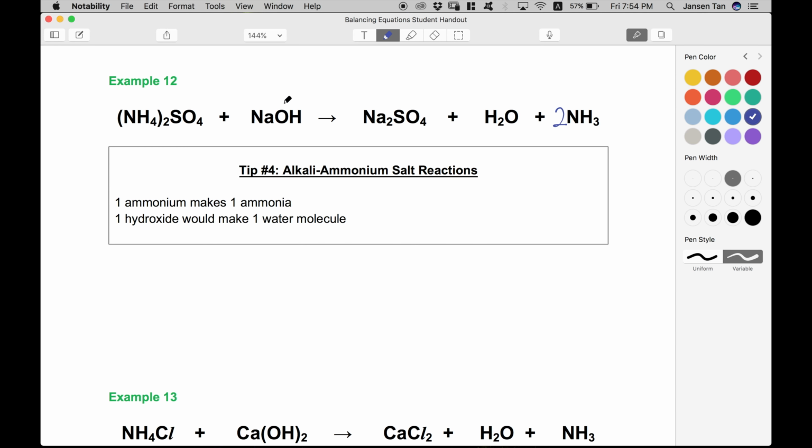Of course, I must balance the sodium. So after balancing sodium, 2 hydroxide will give 2 water. So this should be the final answer. Of course, this is a little bit more advanced as a tip, so if you are familiar with balancing equations, just bear this in mind. This will make it very fast for you.